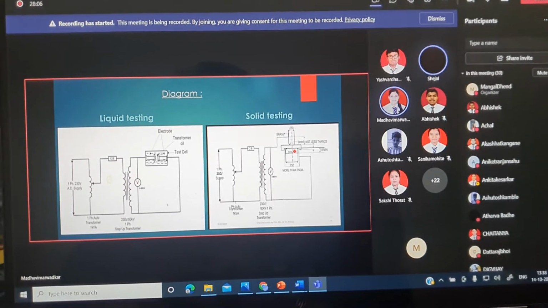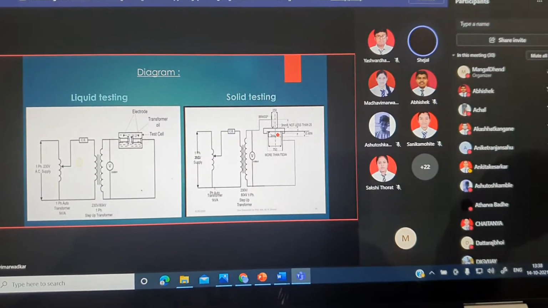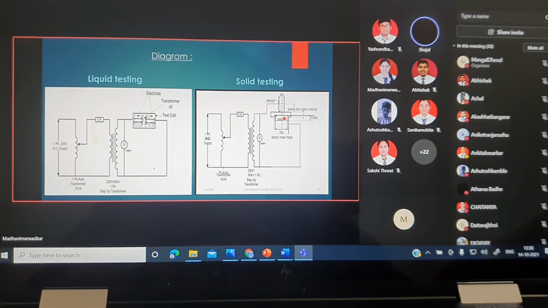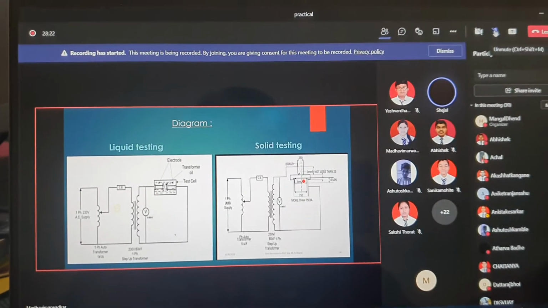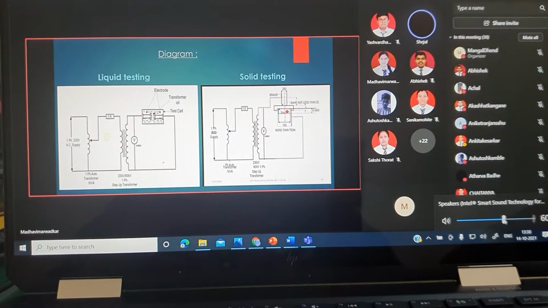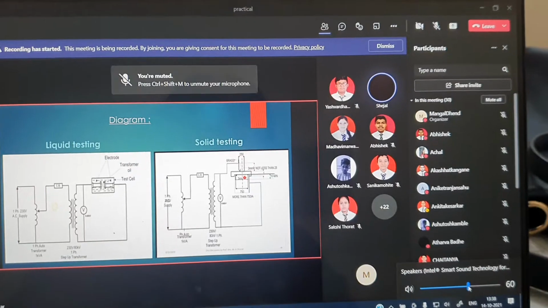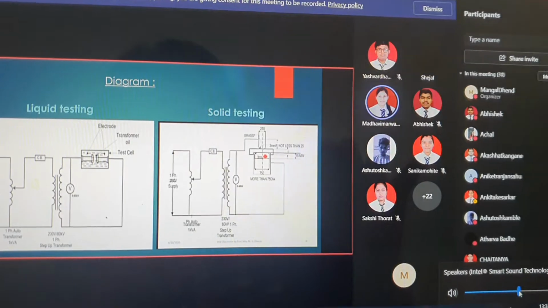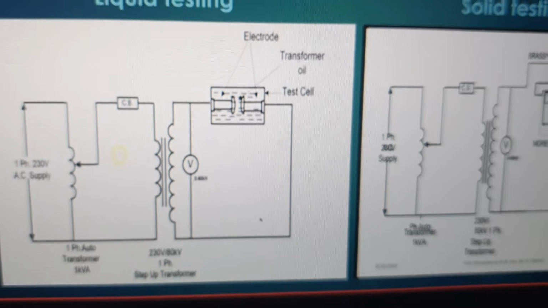But in solid testing, the symbolic representation of the solid testing process is given here. As you can see, the single phase 230 volt supply is applied at the primary and the voltmeter is connected at the secondary. The diagram is the same as liquid testing, but the difference is that flat shaped electrodes are used, which are represented here. So let's go further.